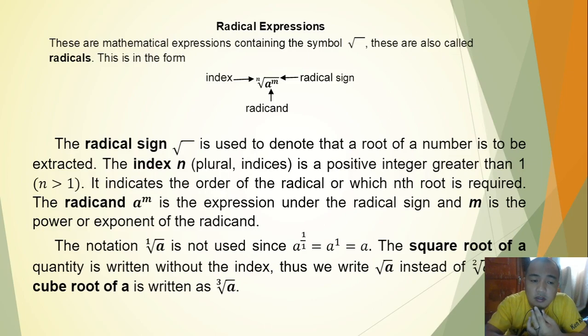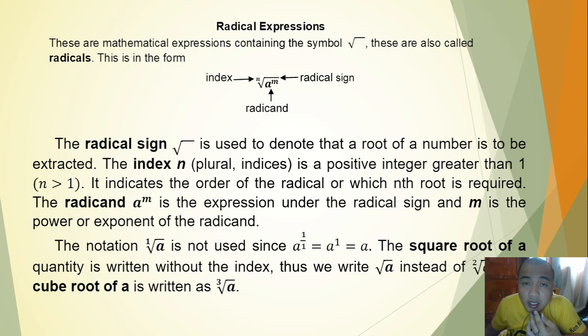The notation here, first root of a, is not used, since if we simplify this it means that a is raised to 1 over 1, but 1 over 1 is still 1, a raised to 1, and a raised to 1 is equal to a. So the square root of a quantity is written without the index, thus we write square root of a instead of here. Meaning to say, if we say square root of a, the index is 2, right? But we do not write 2 anymore. So we just start writing the index when it's more than 2.